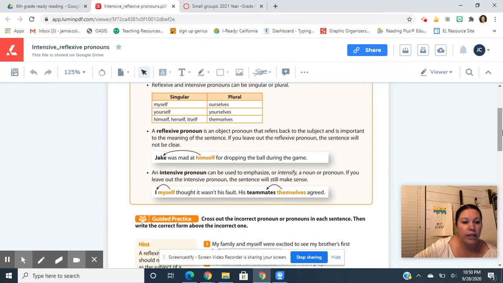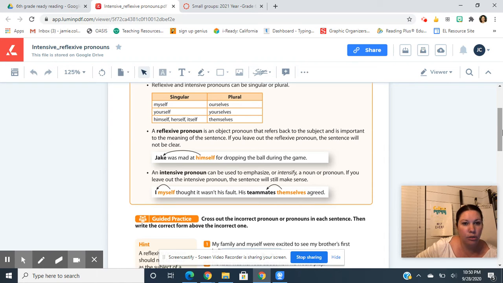The second one is the intensive pronoun. An intensive pronoun can be used to emphasize or intensify a noun or pronoun. If you leave out the intensive pronoun, the sentence will still make sense. For instance, I thought it wasn't his fault.